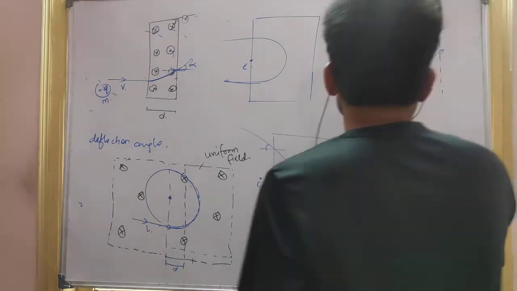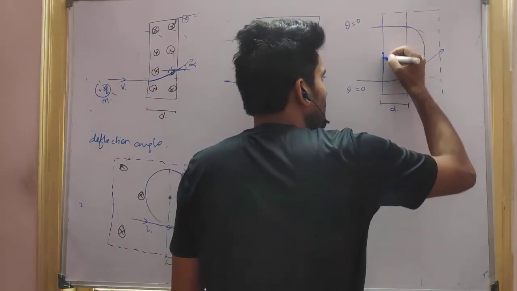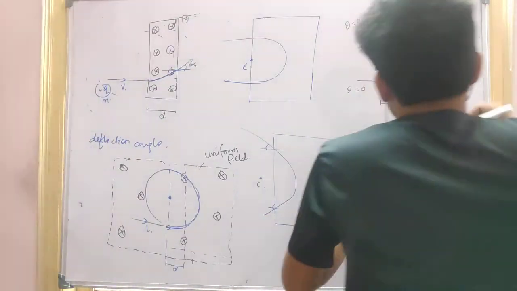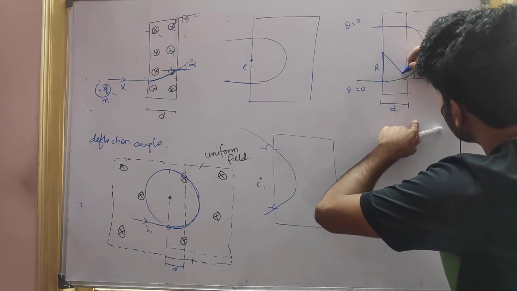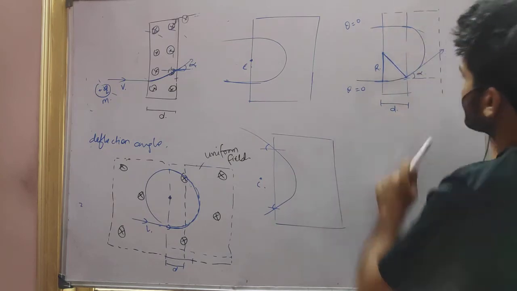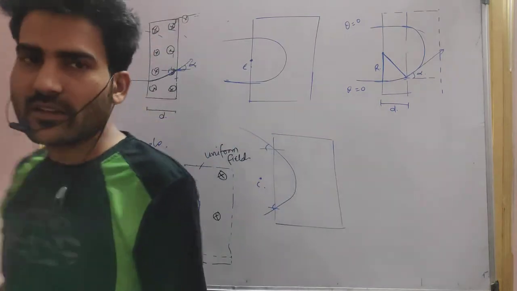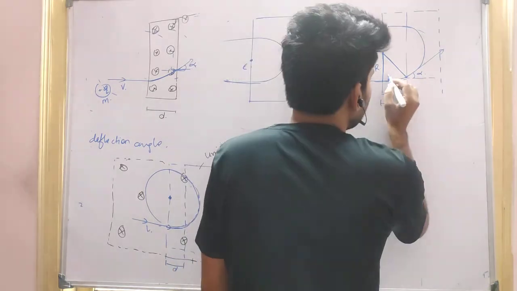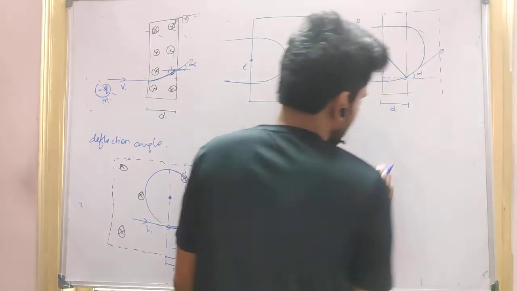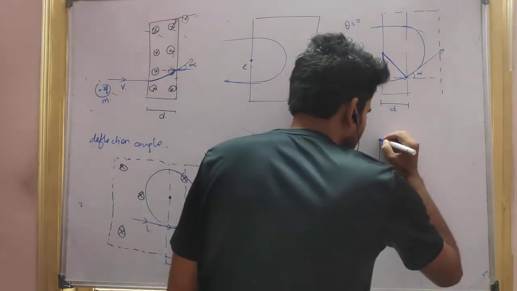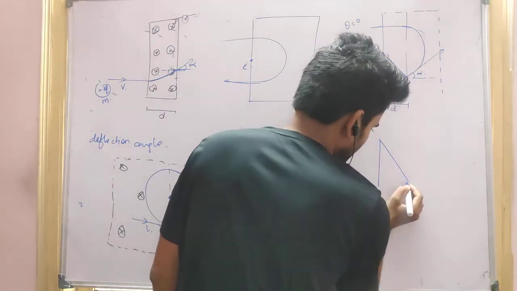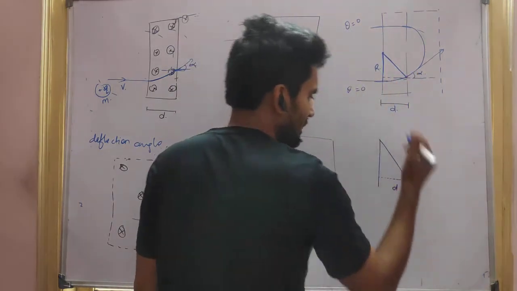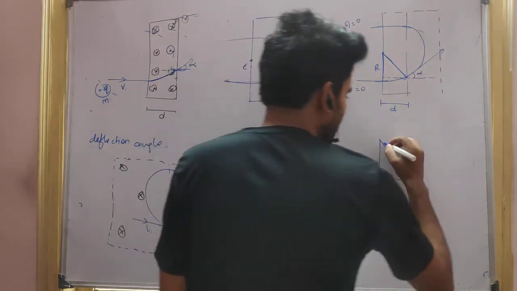Right? So now, this is the radius. Yes or no? Tell me. And this is also the radius. Yes or no, guys? Okay. So now, if you join this like this, you can have something like this. This is D, this is D, this is R, and this is alpha.